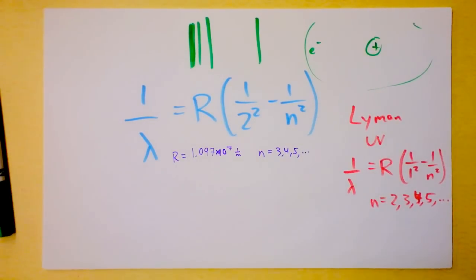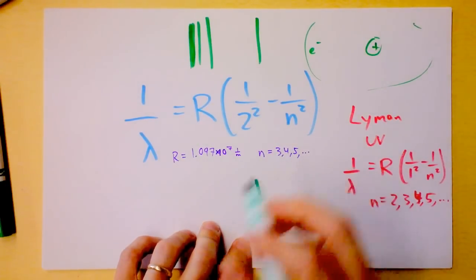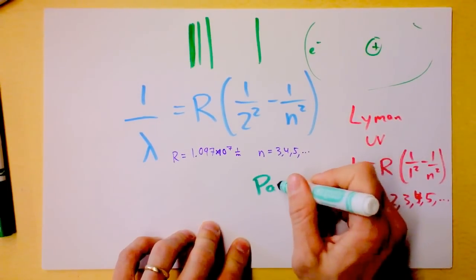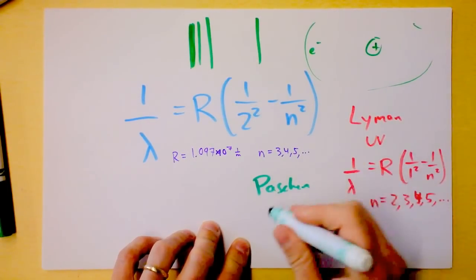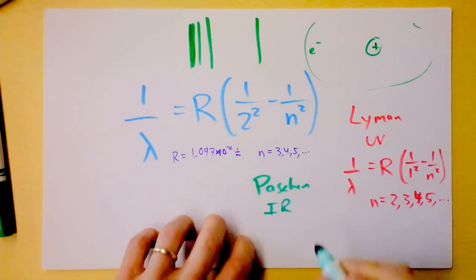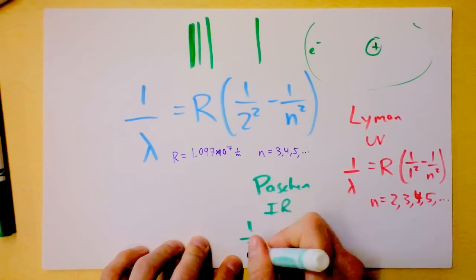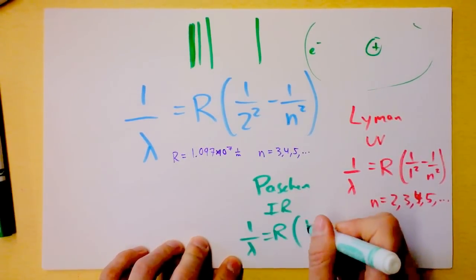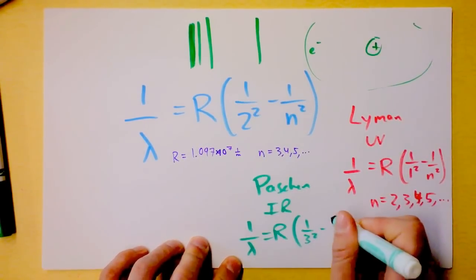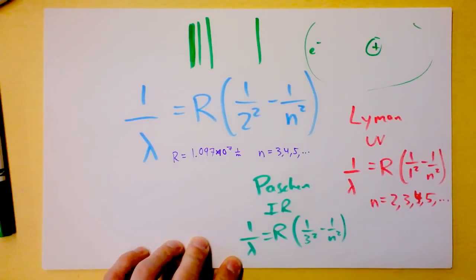And then this guy Paschen comes up, and he's like, yeah, I got my own also. He says, well, the problem is that mine is all in the infrared. You don't get to see mine either, but they exist and you can detect them with instruments, and he says 1 over lambda is R times 1 over 3 squared minus 1 over n squared. And Paschen says, no, you don't get to start at n equals 2 or n equals 3, you have to start at n equals 4, but then you can go 5, 6, etc.